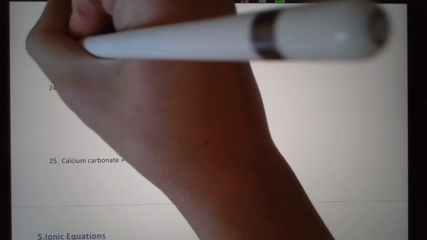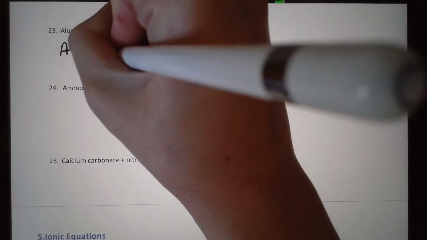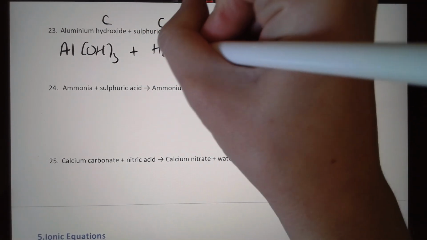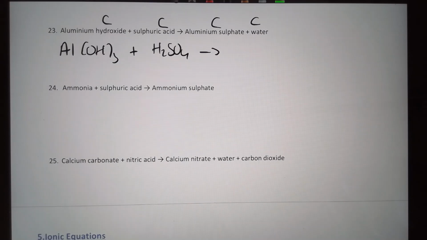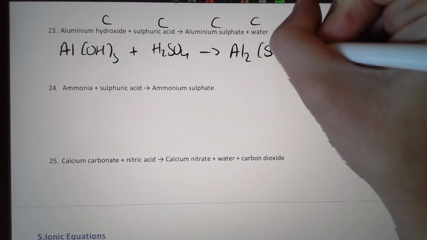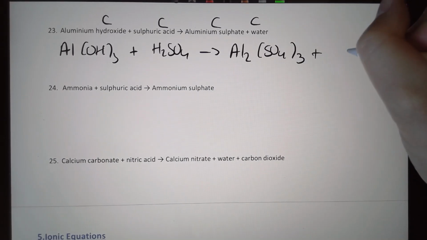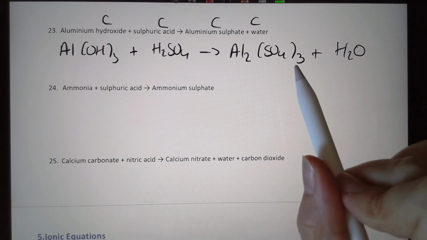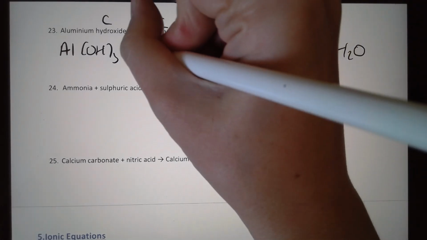Aluminium hydroxide, Al(OH)3. So I'm working it out using charges. Sulfuric acid, I know is H2SO4. Aluminium sulfate, again, I'll need to work out using charges. I'm going to get Al2(SO4)3. And I've got water, H2O. To balance, I might start with my sulfates. I've got 3 sulfates on the right. I'm going to need 3 sulfates.